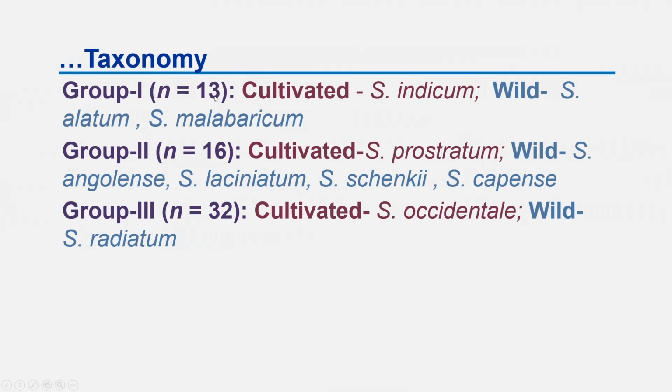Group 1 has n = 13, and the cultivated species is Sesamum indicum, and wild are S. elatum and S. malabaricum. Group 2 includes other species; it has n = 16, and the cultivated species is S. prostratum, and wild species in this group having n = 16 are S. angulans, S. laciniatum, S. schenckii, and S. capense. So these are the species in this group, and the third group has n = 32, and the cultivated species is Sesamum occidentale, and the wild species in this group having n = 32 is Sesamum radiatum. So this is how they are classified based upon chromosome numbers.